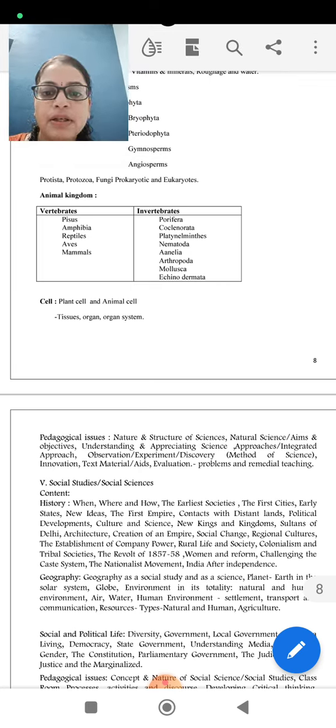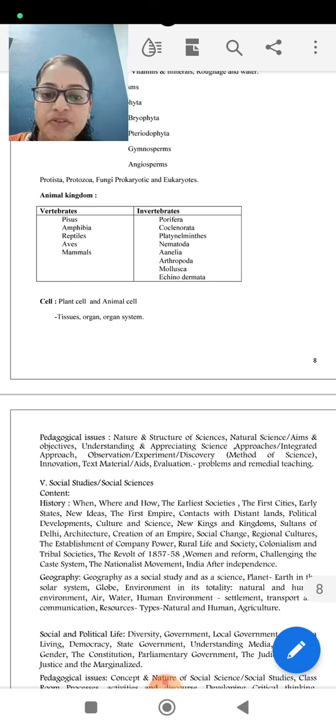Next we have the nature and structure of science. We have to understand the nature of science and how science works. And next, natural science aims and objectives: what are the aims of science and what are the objectives of science? Then understanding and appreciating science, approaches, integrated approaches, observation, experimentation, discovery method. These are all methods of science. We have to learn what the observation method is, what the experimental method is, and what the discovery method is.